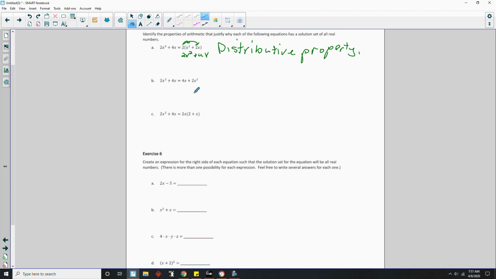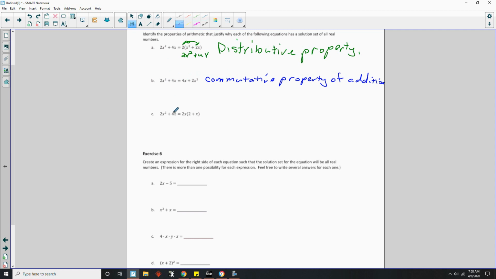Okay, part B. 2x squared plus 4x equals 4x plus 2x squared. So A plus B equals B plus A. That means order doesn't matter. That is the commutative property of addition. Okay, make sure you say that because there's addition and there's multiplication. Here we're adding.